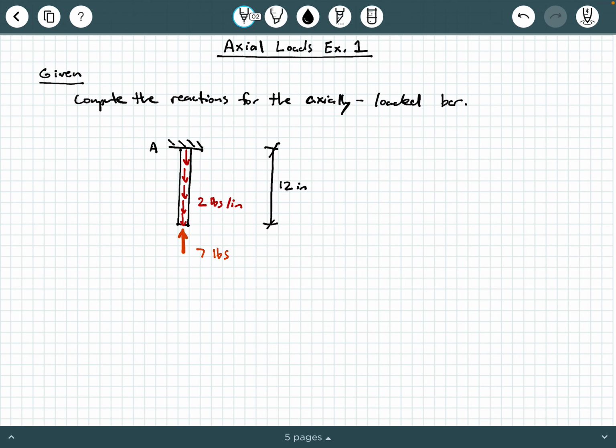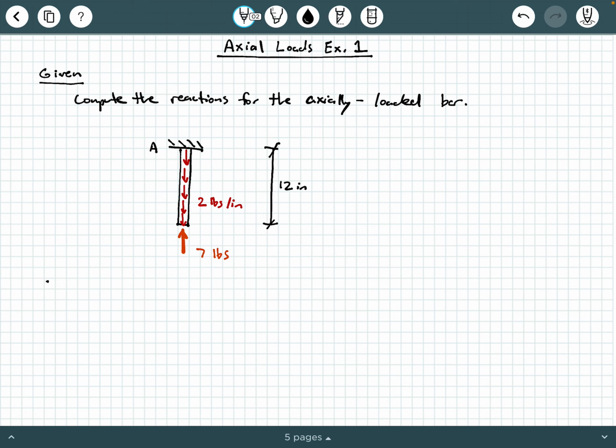So let's take a look at what we're given. Here we're given this simple sentence, compute the reactions for the axially loaded bar. And we're given an illustration here. We have a bar that's fixed at its top, and that point is going to be point A, and it's subject to a uniformly distributed axial load of 2 pounds per inch. And at its free end, it has a 7-pound load applied right at the free end. And the bar is a total of 12 inches long.